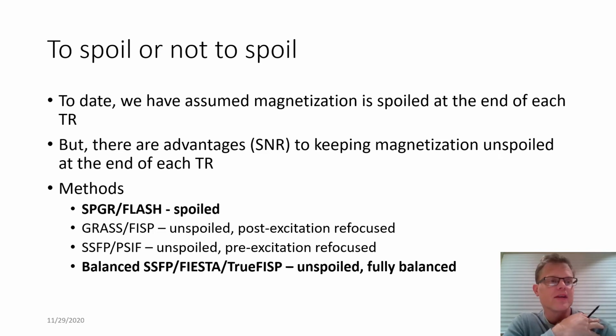But there are advantages, particularly SNR, to keeping the magnetization unspoiled at the end of each TR. I'm going to skip over the middle techniques the book goes into, GRASS, FISP, SSFP, PSIF. But really the one that I think has seen the most use is this bottom case, balanced SSFP, sometimes called FIESTA or true FISP sequences, that are actually completely unspoiled. So a very interesting sequence, and they have some unique advantages.